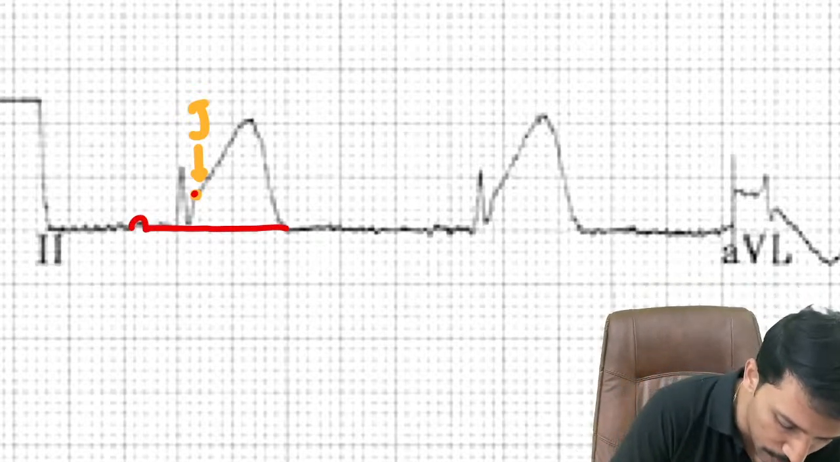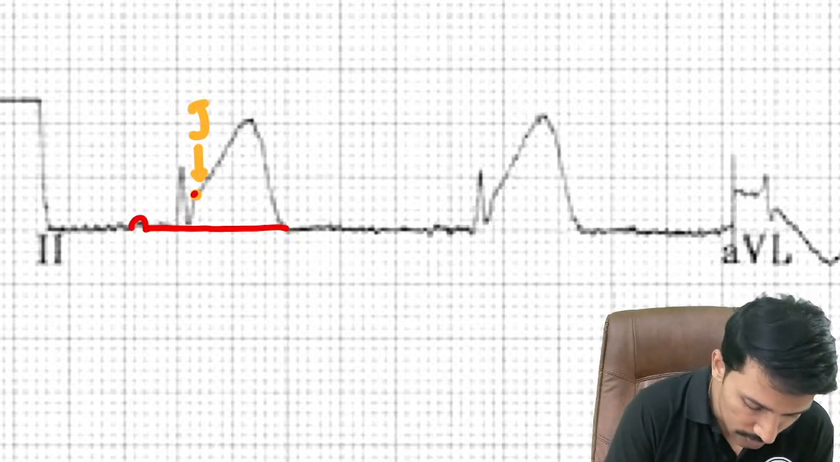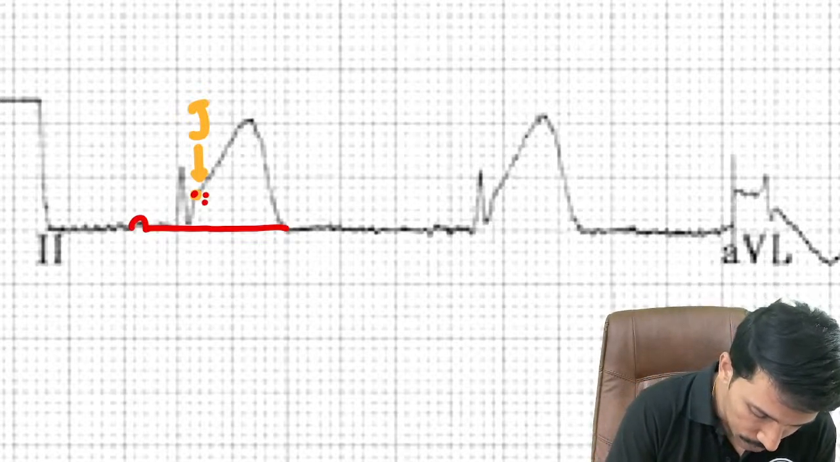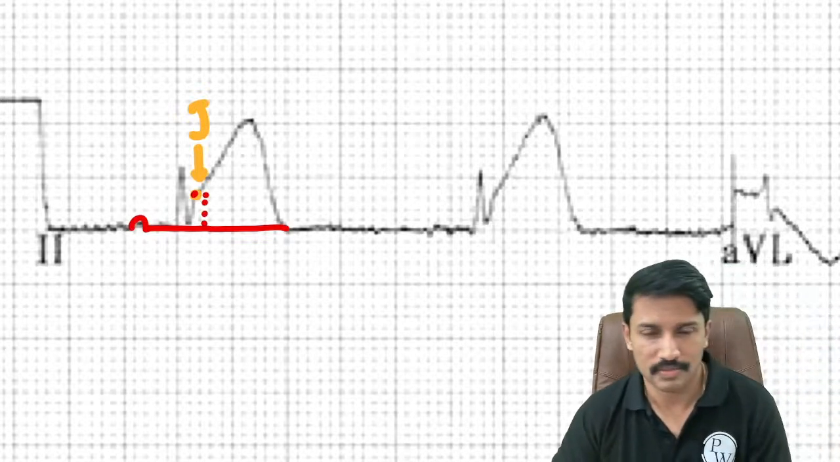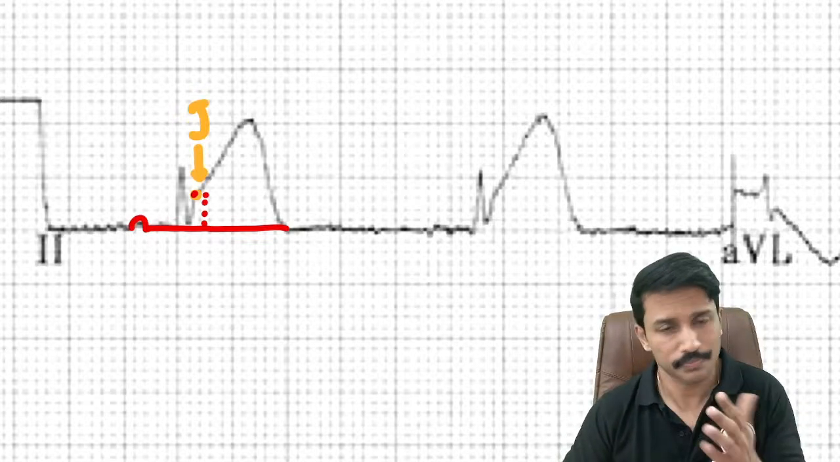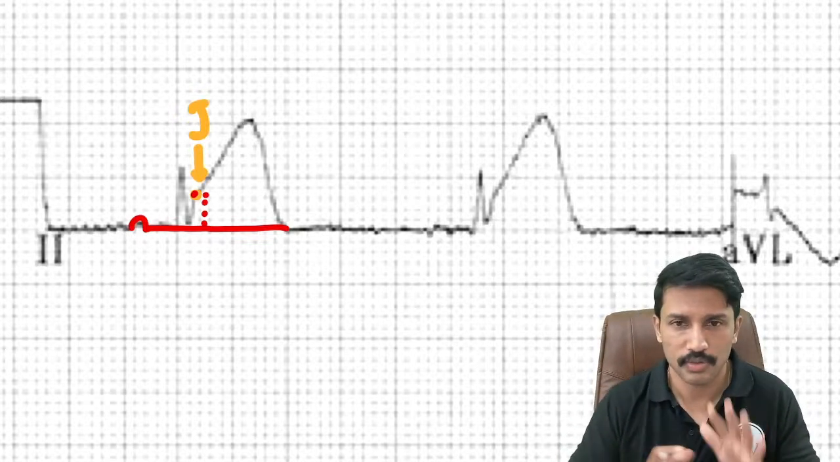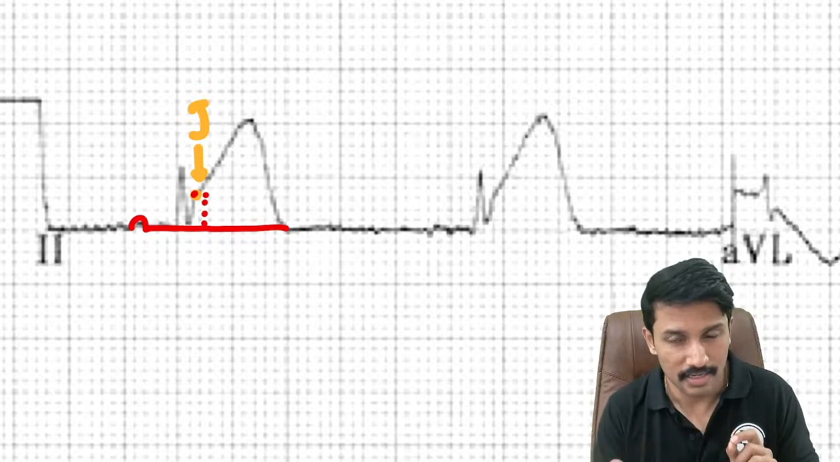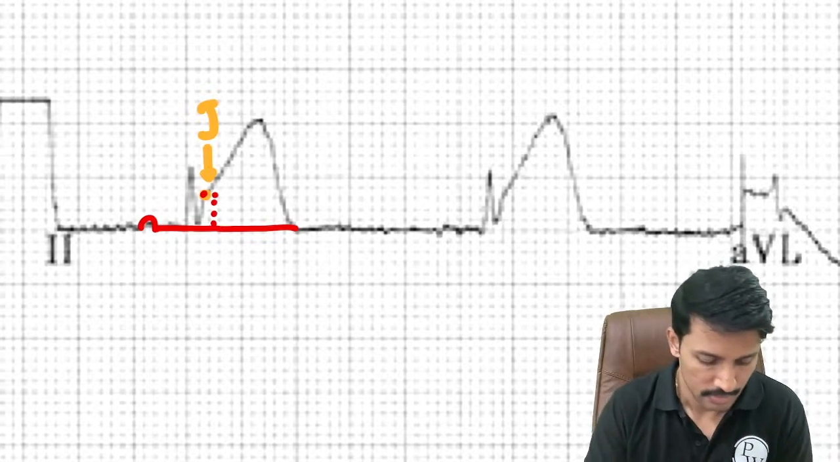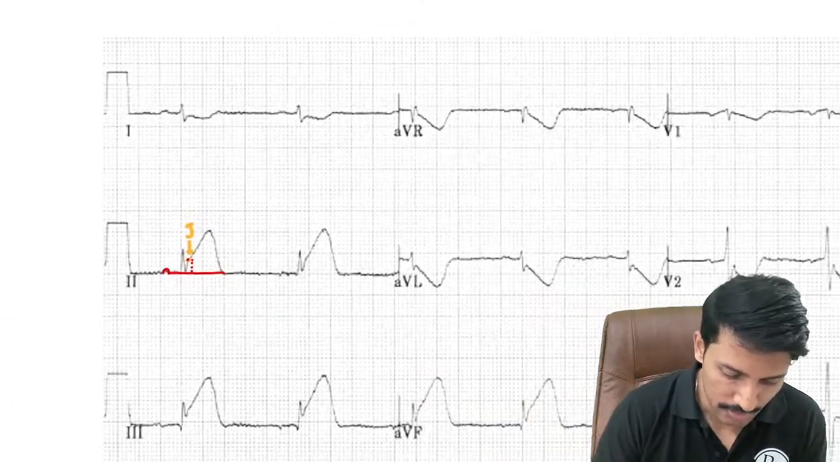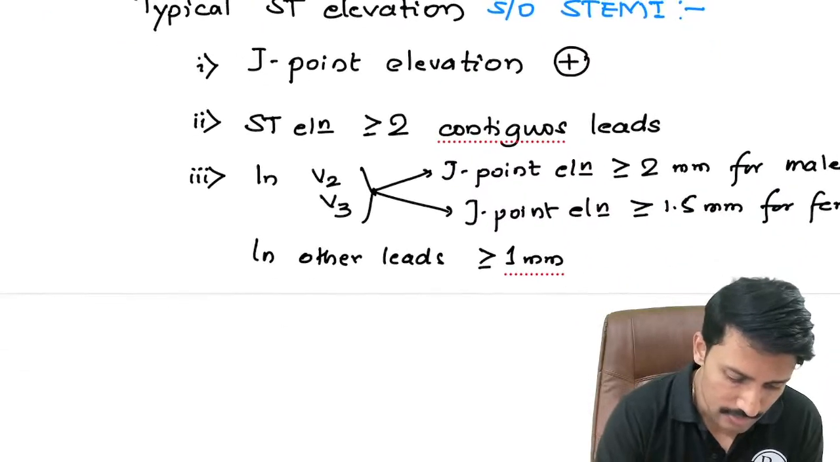Where is my J point? The J point is sitting here. That is roughly 1, 2, 3, 4 small boxes. I need 1 small box or more. It is clearly more than that. So that means it satisfies the criteria for typicality. Okay, so that is the third point.